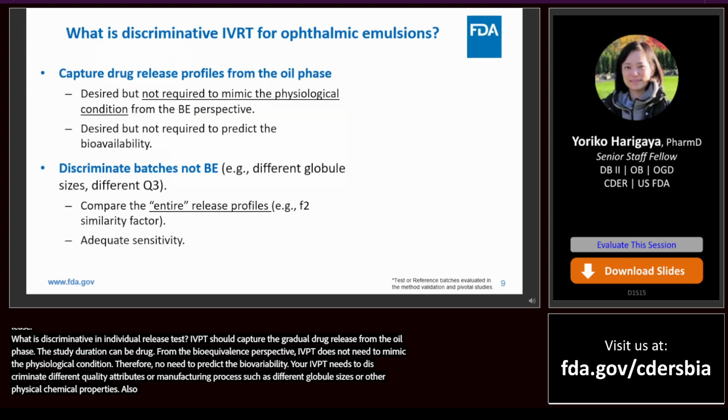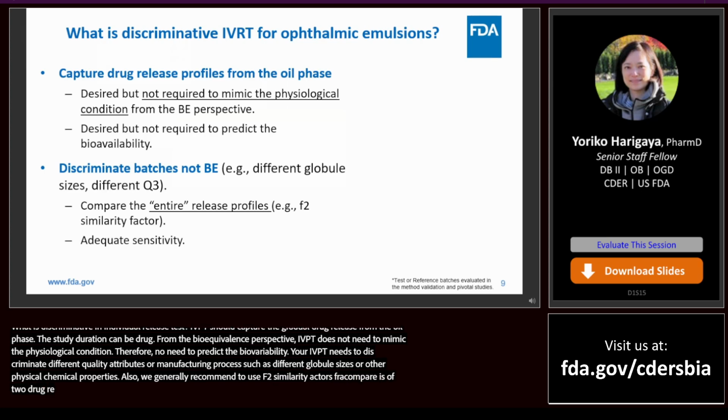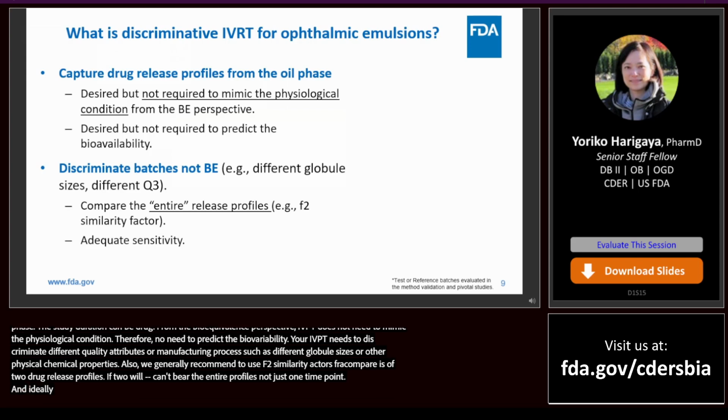Also, we generally recommend to use F2 similarity factor for comparison of 2 drug release profiles. F2 will compare the entire release profiles, not just one time point. And ideally, variability be reasonably low to have an adequate sensitivity.